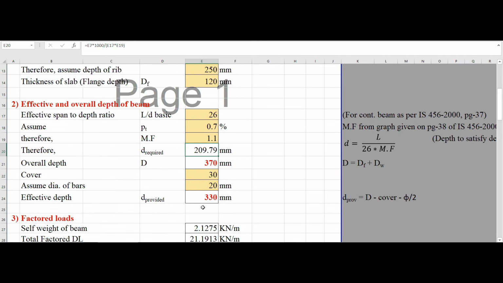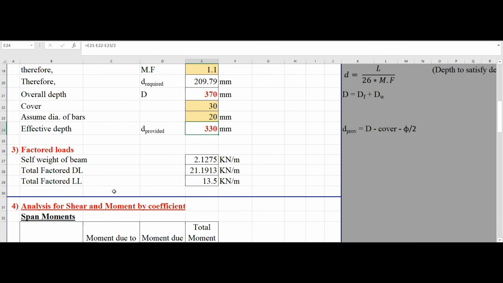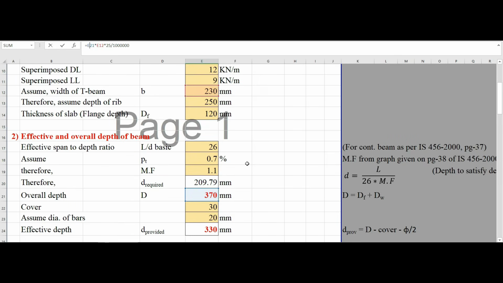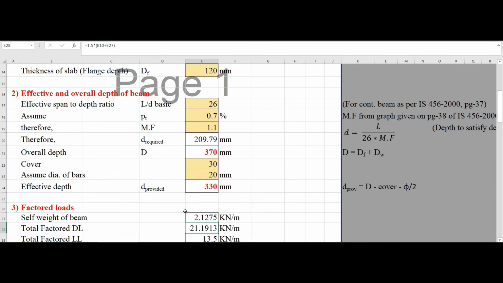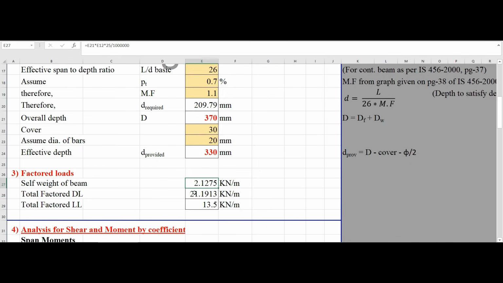Now we will calculate the effective depth provided. That is equal to the overall depth minus clear cover minus dia of bar by 2. So that comes out to be 330 mm. The next step is the factored loads. First of all, the self weight of the beam, which is equal to the width of the beam, that is 230 mm, times the overall depth of the beam, which is 370 mm, multiplied by the unit weight of concrete, which is 25. So that comes out to be 2.12 kN per meter.